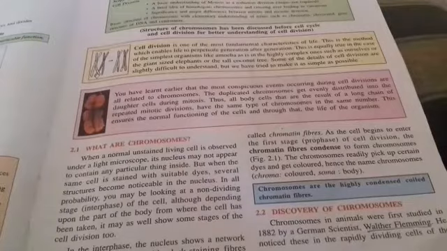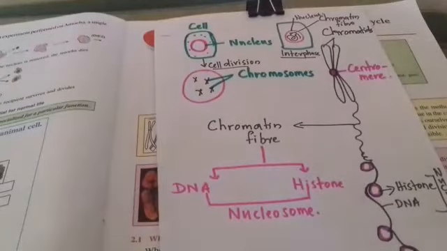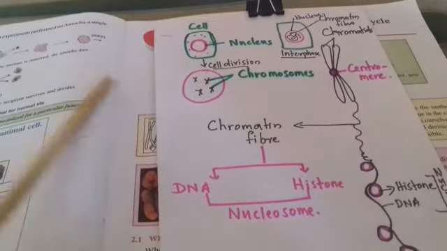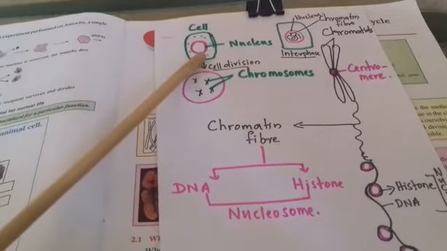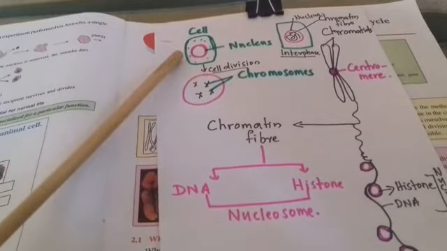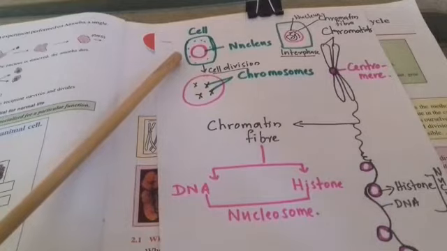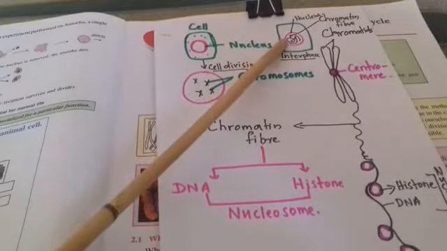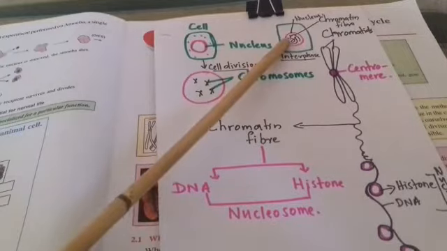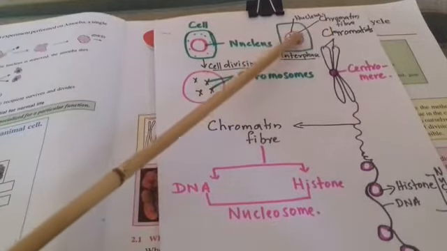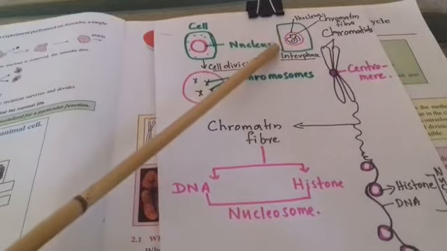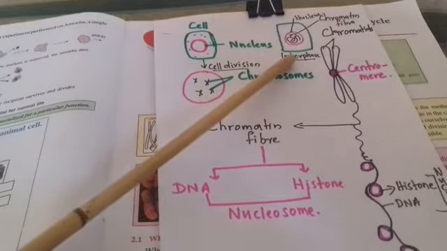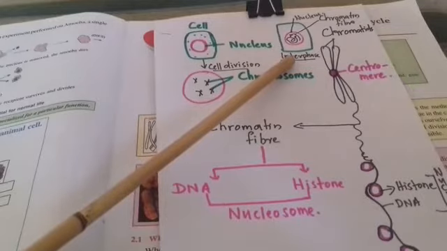Then the structure of chromosome. When you observe a normal undividing living cell under the light microscope, nothing would be visible in the nucleus, whereas when you stain the same cell and observe under the microscope, you would be able to see some thread-like structures in the nucleus, and these thread-like structures are known as chromatin fiber. You can see this chromatin fiber when a cell is in the interphase. All this we will be learning in the next session, cell division, what it is and so on.